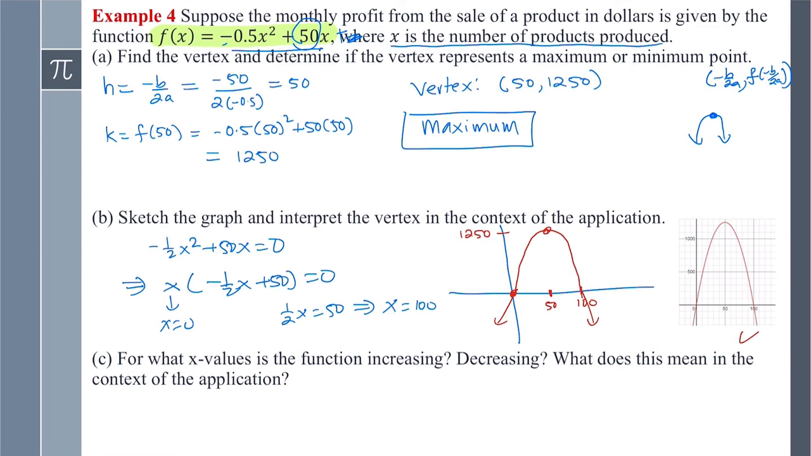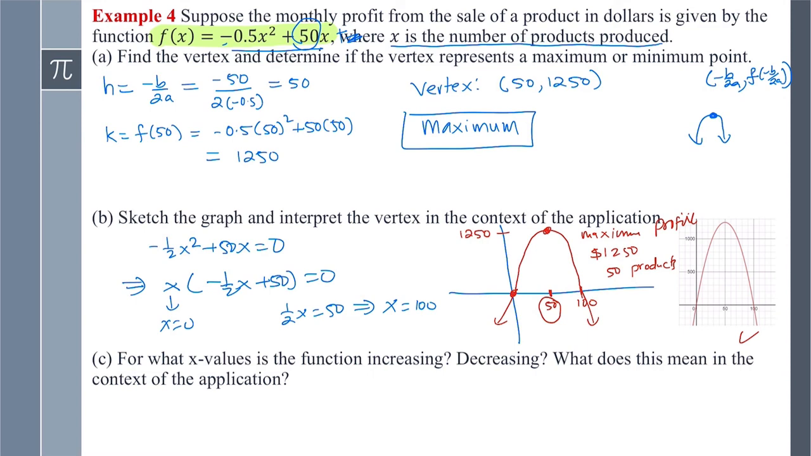Now it's saying interpret the vertex in the context of the application. In this context, the vertex represents the maximum profit because the value of the function is the profit. So the maximum profit occurs when we produce and sell 50 products. The maximum profit is $1,250 when we produce 50 products, or 50 items. So that's what the vertex represents.